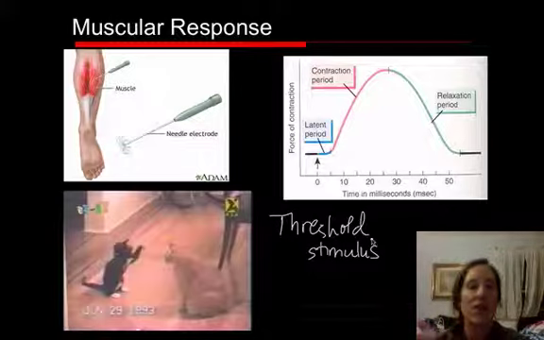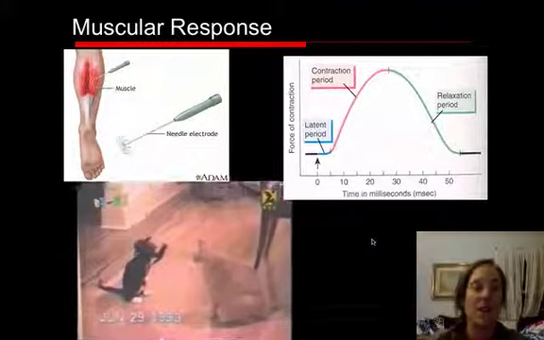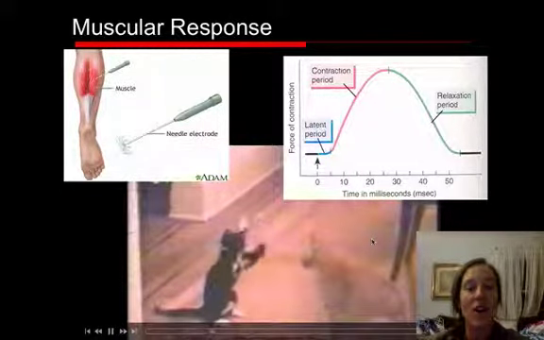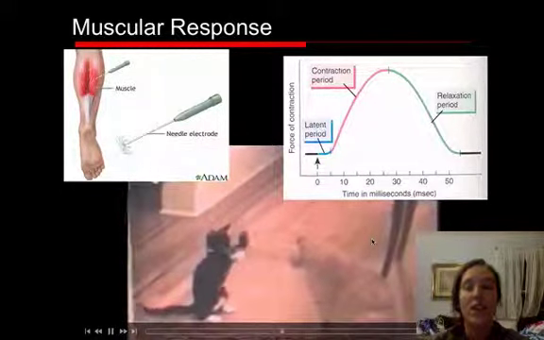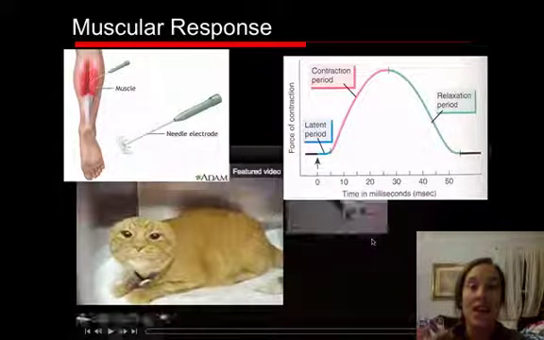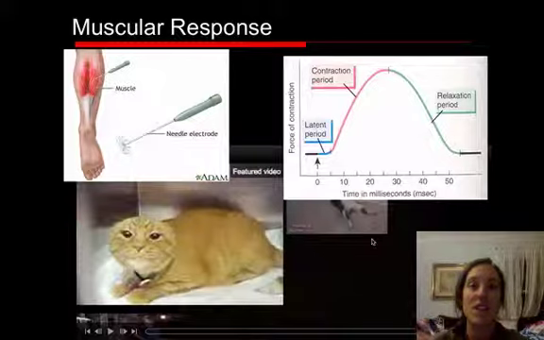I think that this video is a good example of the threshold stimulus. You see this little black cat, and he starts to taunt the orange cat. And the orange cat is sitting there, and sitting there, and sitting there, and then bam! He hits that threshold stimulus of irritation, and he takes the little black cat out. So your muscles are a little bit like that. They are not going to react, just like that orange cat didn't react, until they get to that certain point, that threshold stimulus.